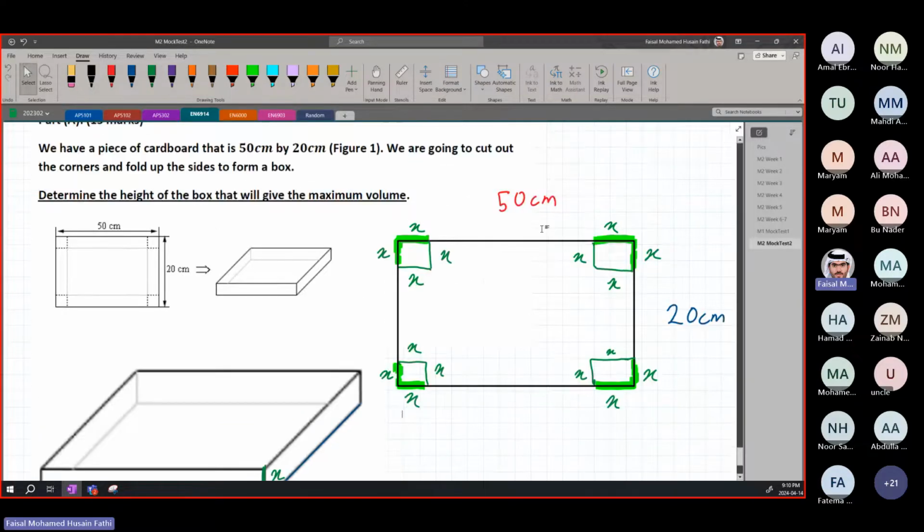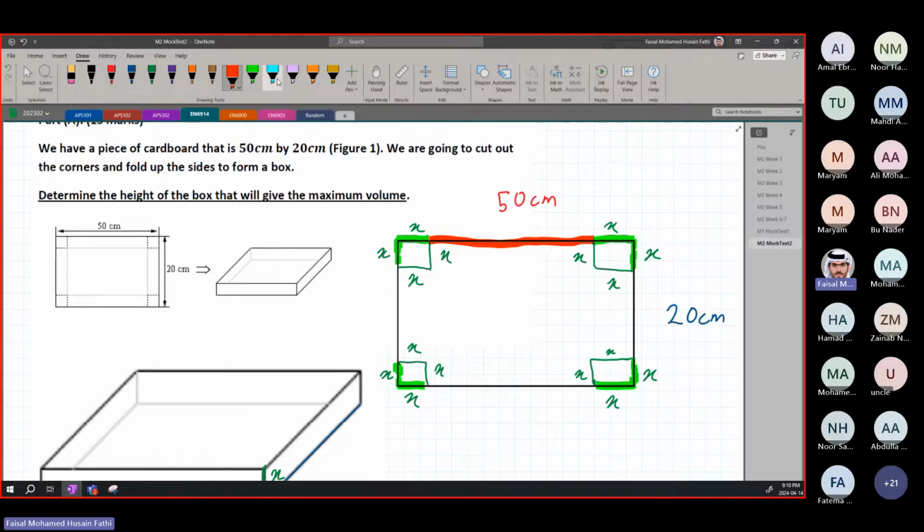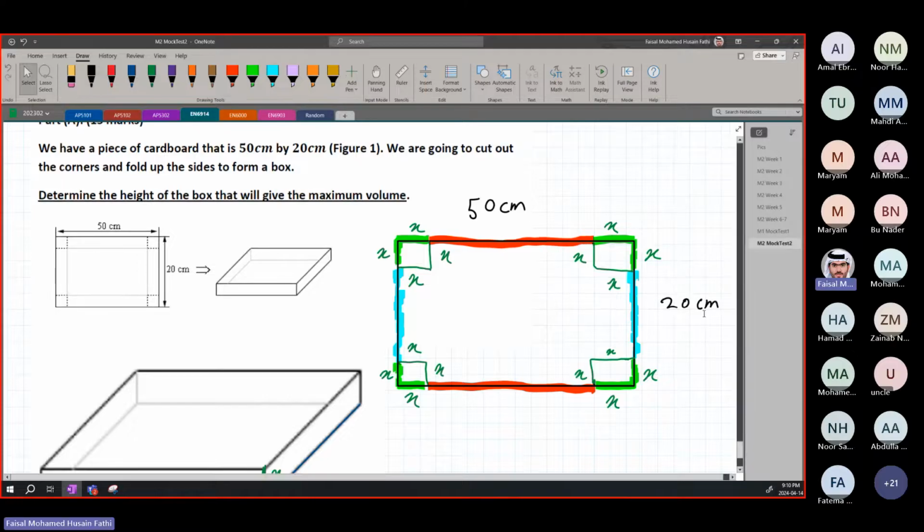So if we look at the top part, what is left for us? We are left with this and this on both sides, here and here. We will be left with this red part. So let me not write this as 20 and 50, let me write it as red. This total is 50 centimeters and the total here was 20 centimeters. This is the total size.